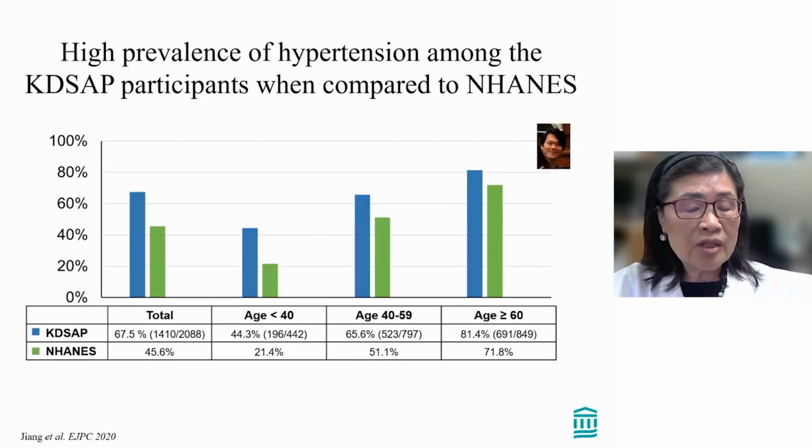In addition to that, our data also shows that among the KDSAP cohort, we have a high prevalence of hypertension. This paper was published by one of my fellows who used KDSAP data compared to NHANES data. It shows that KDSAP hypertension prevalence is 67.5%, while NHANES is 45.6%. So it's incredibly effective for KDSAP using a community-based model.